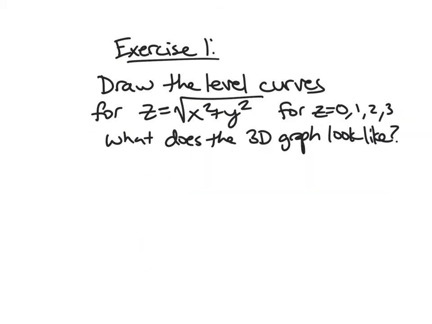So for your first exercise, I want you to think about what we just did and try to draw the level curves for this similarly defined function, right? We still have the x squared plus y squared, but we're now taking the square root of it. So draw a few level curves from 0 to 3. Again, z is always going to be non-negative here. And then I want you to use those level curves to try to figure out what the 3D graph looks like in this case.